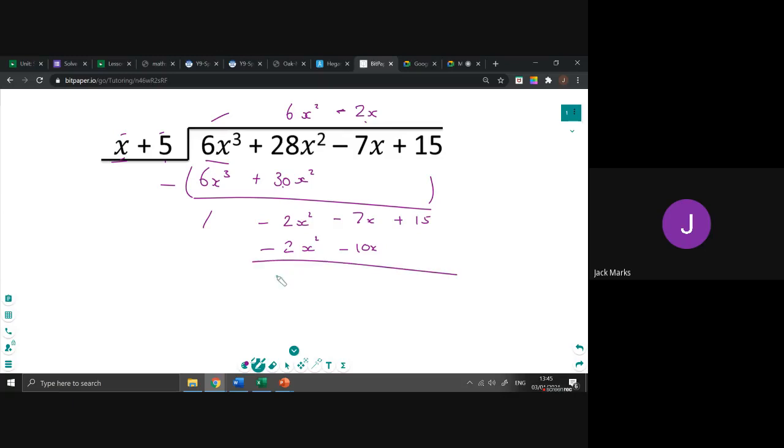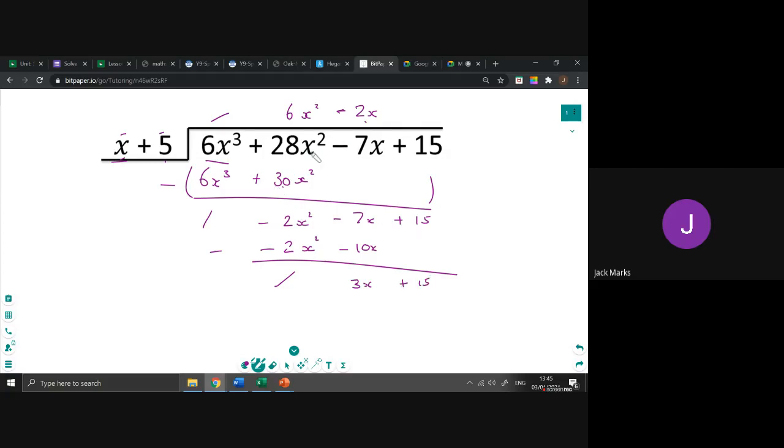When we subtract, there's no need to do this bracket thing. I'm just doing that to make it a bit clearer. But we always subtract. That's going to disappear, and I'm going to get minus 7 minus 10x. In other words, plus 10x. So 3x plus 15.